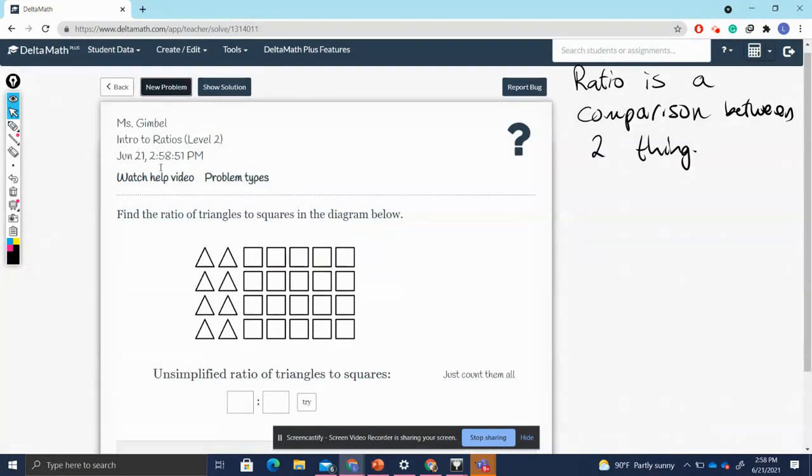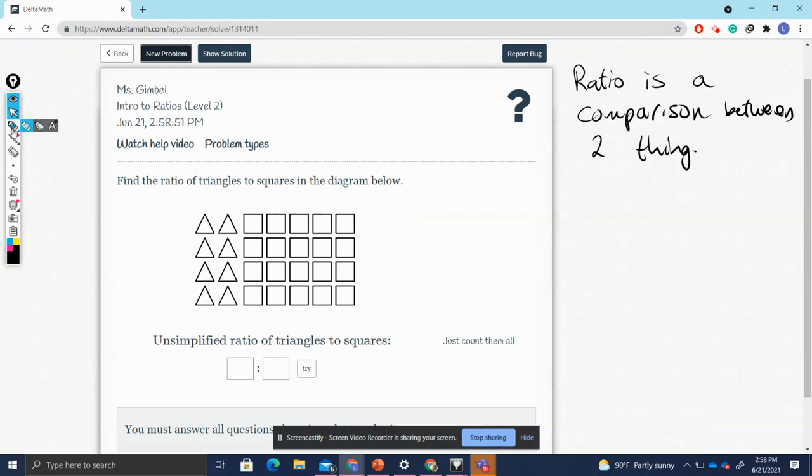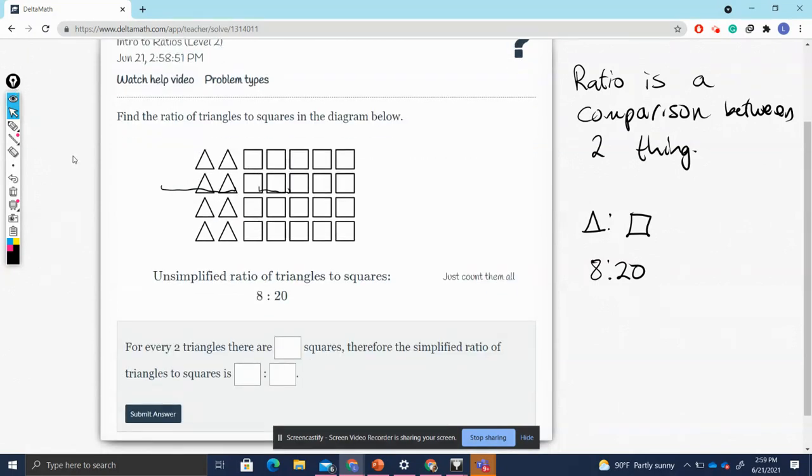We are remembering that a ratio is a comparison between two things. In this case, it says the ratio of triangles to squares. So I'm curious, the ratio of triangles to squares. So I'm going to count my triangles, which is 8. I'm going to count my squares, which is 20. And I'm going to go ahead and pop that in. So the ratio of triangles, which is 8, to squares, which is 20.